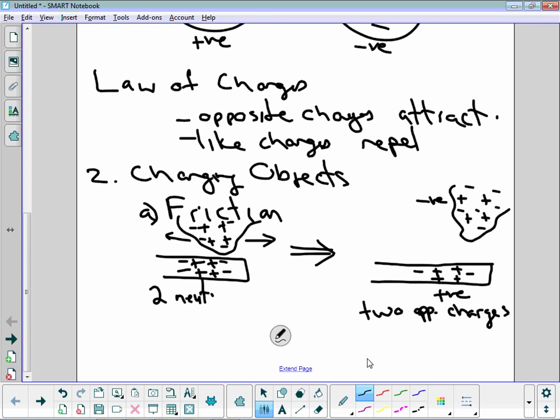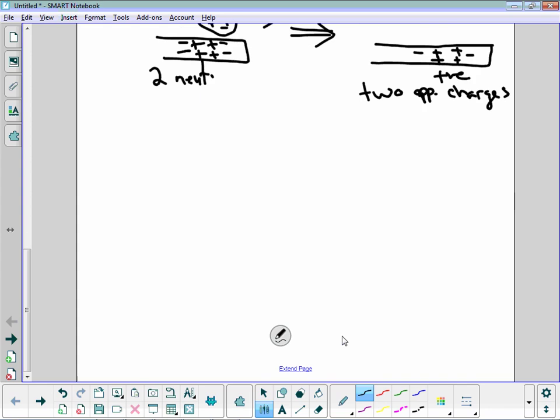Okay? All right? Which is why when you take off your sweater, and the sweater rubs up against your hair, what does your hair want to do with respect to the sweater? When you bring your sweater close, what do they want to do? They want to attract. And why would they want to attract each other? Yep, Jess? Because they're opposite charges, right? So you end up with 2 different charges. Okay, so that's friction. Now that we've got a charged object, let's talk about transferring by contact.